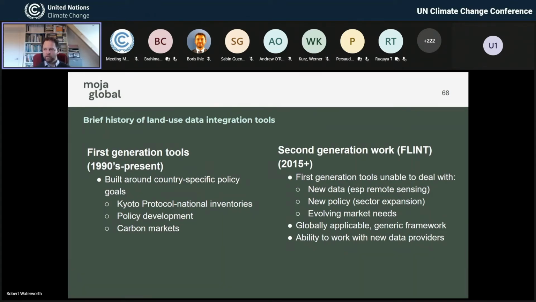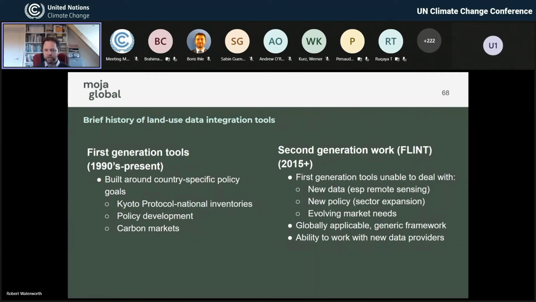So Canada and Australia still run those systems for their national inventories. They're reliable. They do the job that's required. They're well respected. They're well known. So that's a great aspect of those tools. They're built around country-specific policy goals, and this, in some ways, leads to the limitations.